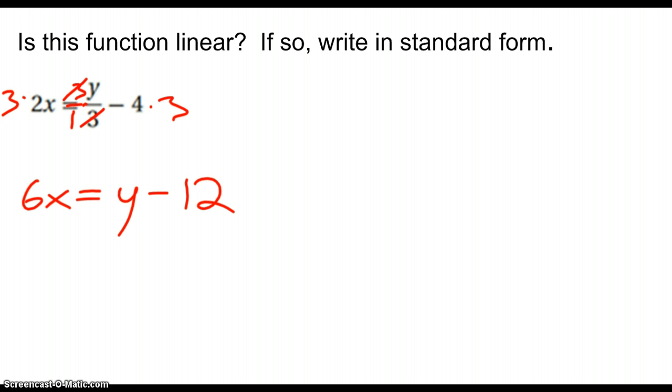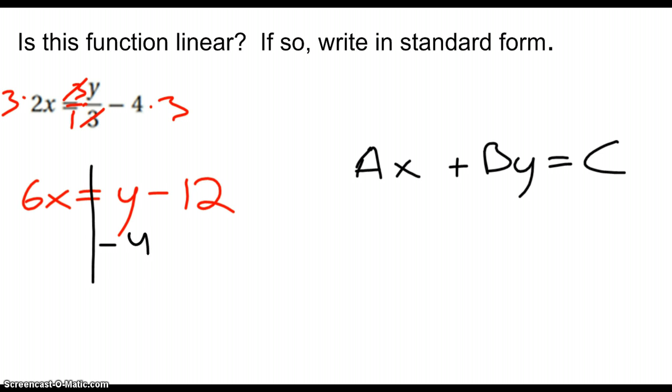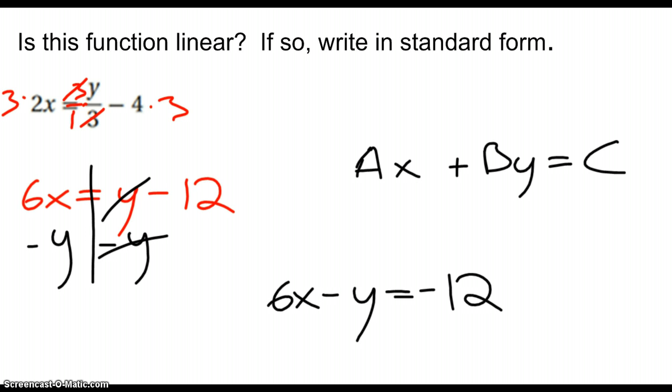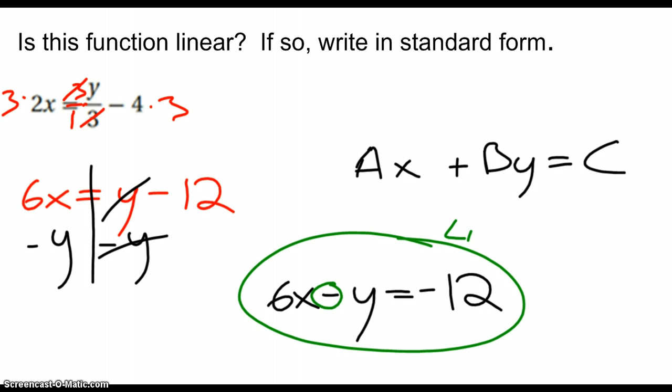Alright, and if we can put this into standard form, ax plus by, I subtract y over. And now we have 6x minus y equals negative 12. And it is okay if we have the minus y here. This is in standard form. So yes, this is a linear function.